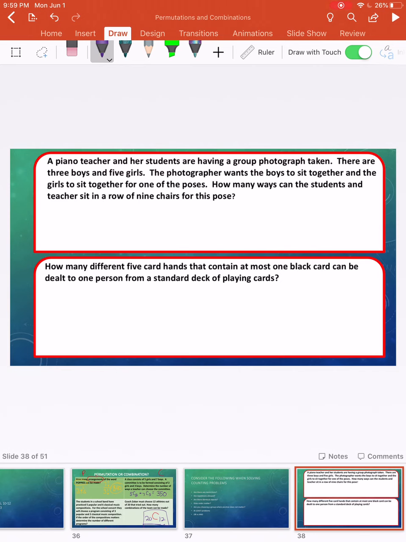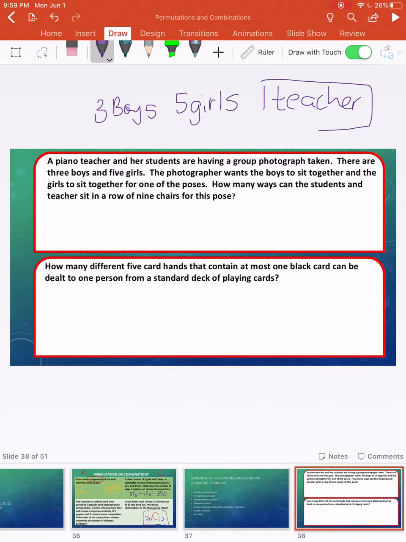So we have a piano teacher. We have 3 boys, 5 girls. And this is one of the questions I keep meaning to come back and change, but I don't, because sometimes I'll have a student who wants to include the teacher with the girls. But the 5 girls just represents the 5 students. So the photographer wants the boys to sit together and the girls to sit together. So they just mean the students. We're going to count the teacher as like their own separate group.